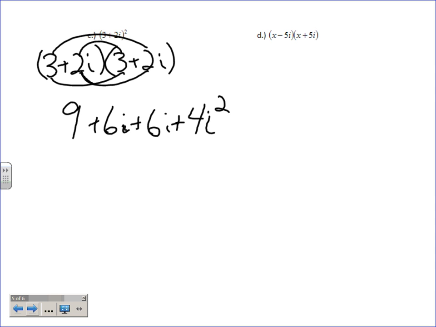Because let's face it, if you can't get to there, you're not going to be able to do the rest. Right? So everybody good with the first, outside, inside, last? Again, I just look at it as distributing, okay? Because that's really what it is. It's just somebody gave an acronym to help you out.